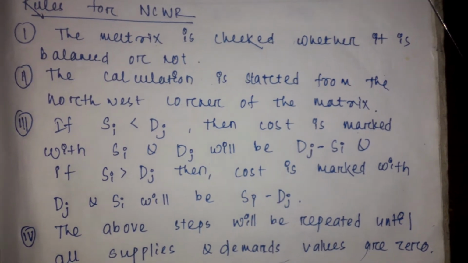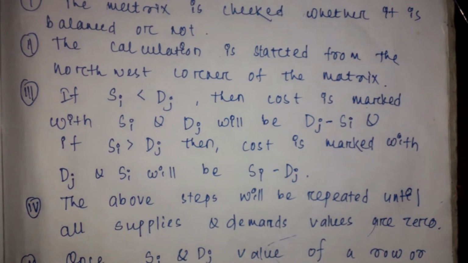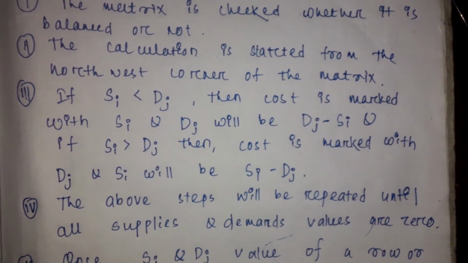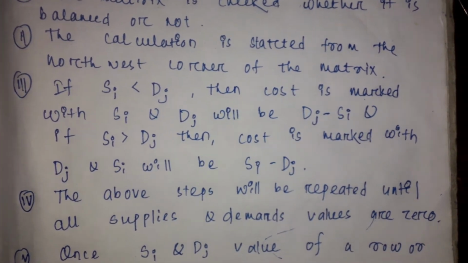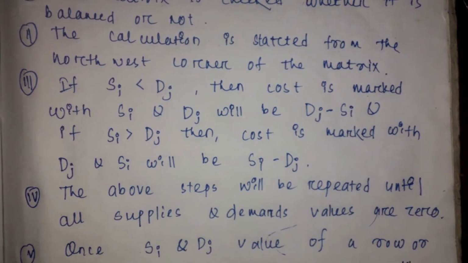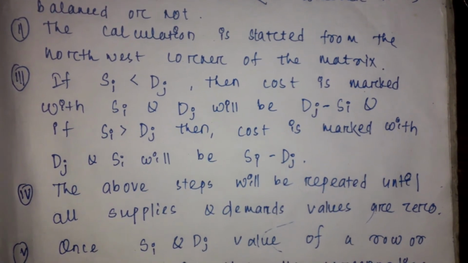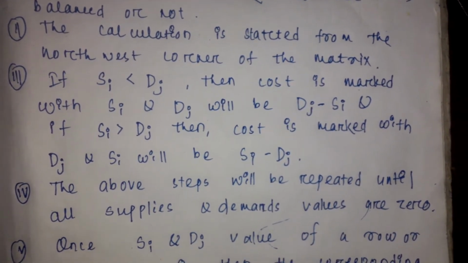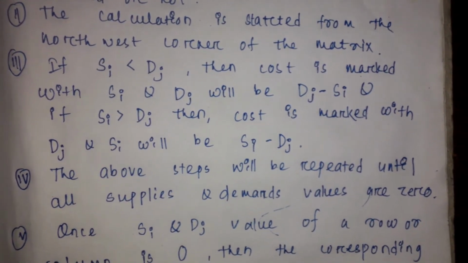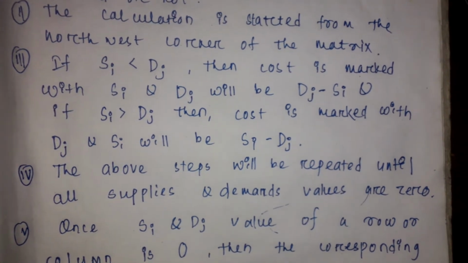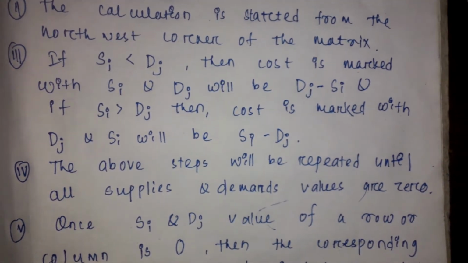Then the calculation is started from the northwest corner of the matrix. Here Si is the supply and D is the demand. The third rule is, if Si, the supply, is less than D, the demand of a column and row, then the cost is marked with the supply and the demand will be demand minus supply. If the supply is greater than demand, then the cost is marked with demand and the supply will be supply minus demand.